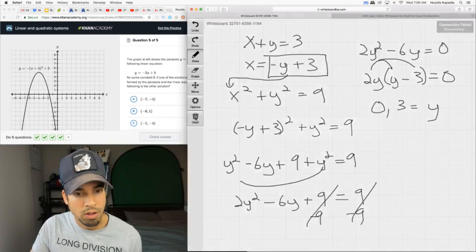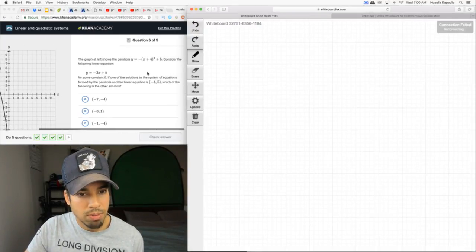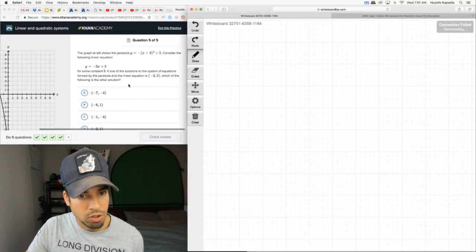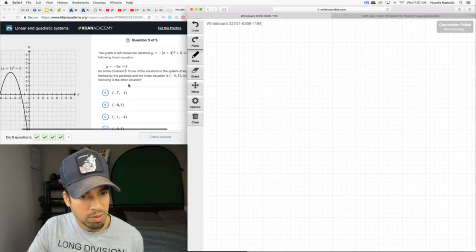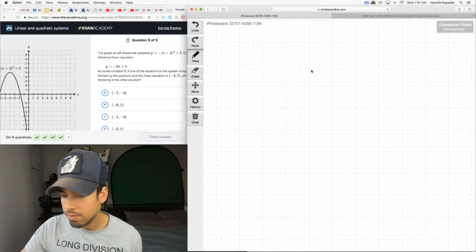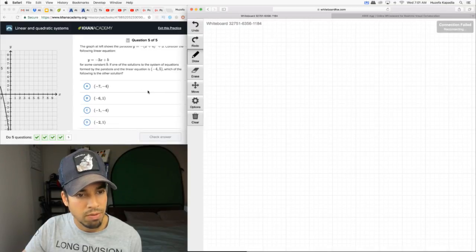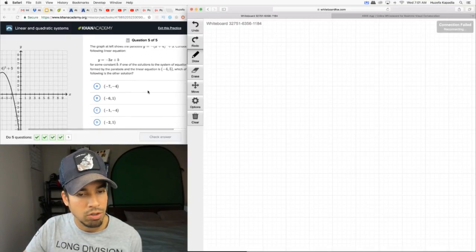Yes, one more. Now we've got a graph problem. The graph at left shows the parabola, this. Okay, consider the following linear equation: y equals negative 3x plus b. For some constant b, if one of the solutions to the system formed by the parabola and the linear equation is negative 4, 5, which of the following is the other solution?